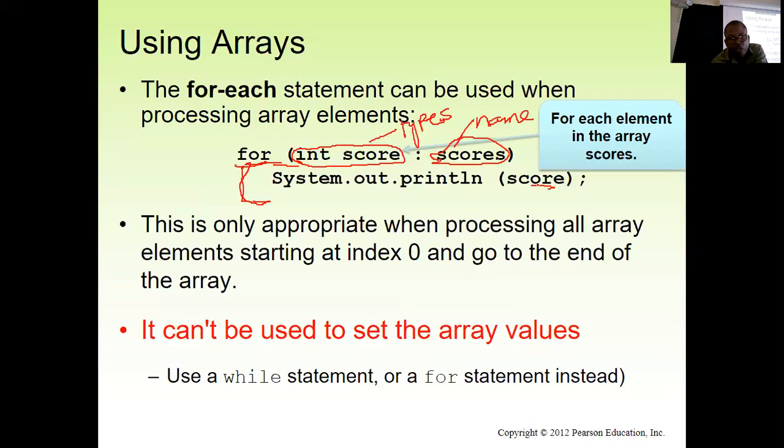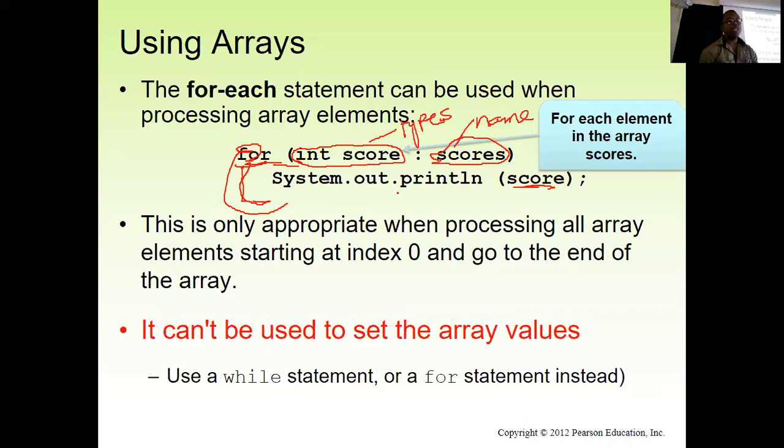So we can print out score. Everybody see that? Then it goes back up and picks the second item out of scores and copies it into this variable again to overwrite what was there. And then now we have access in the body of the for loop to that second item. And it keeps doing that until it reaches the end.